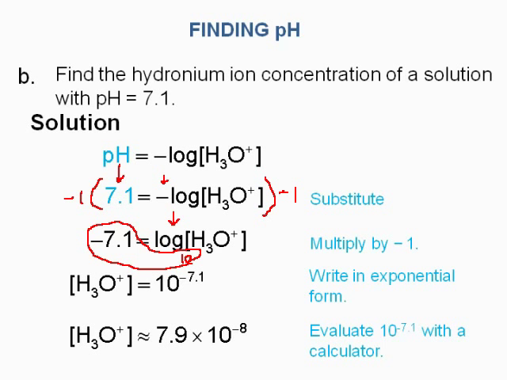So this 10 raised to the minus 7.1 power will give you that hydronium ion, which would be about 7.9 times 10 to the negative 8th power. Now, your calculator may come out with something like this. It may say 7.9 e minus 8 or something, and that's what it's talking about there. That's how they write scientific notation on your calculator screen. So watch out for that.